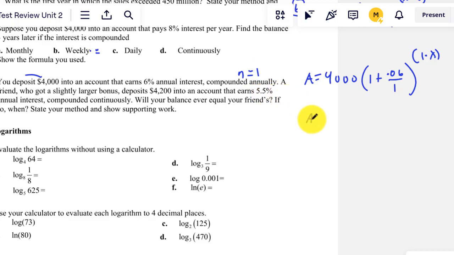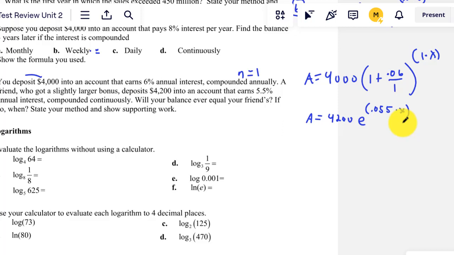And then you have a friend that has 4,200, and they compound continuously, 5.5% continuously. So we use the PERT equation, 0.055 times x. And we want to know when will these things be equal.